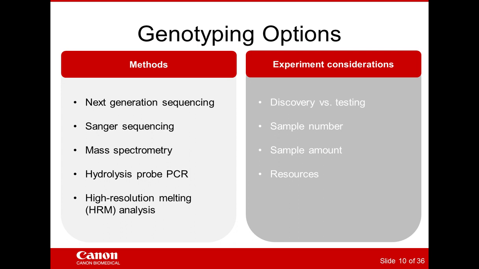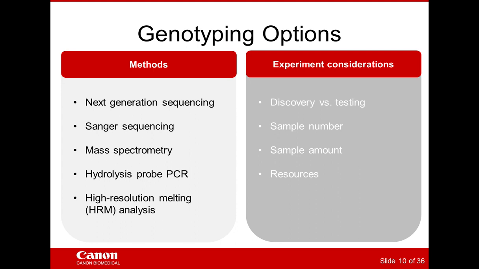So there's many different methods out there, from next generation sequencing, which is really one of the ultimate discovery tools, to Sanger sequencing, which is a gold standard for mutation detection, hydrolysis probe PCR. There are multiple millions of SNP assays around these hydrolysis probe-based PCR, great for targeted approach for single-plex assays. And then high-resolution melting analysis, which the Novallele line is really based around.